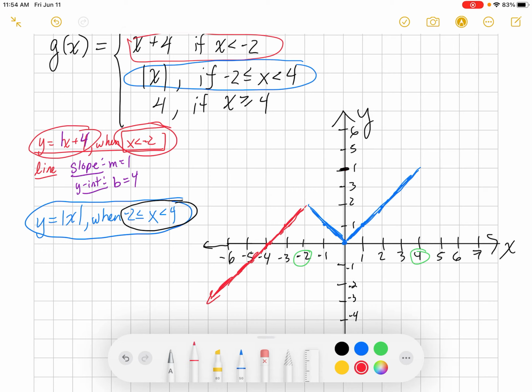Now at negative 2, I'm going to put a closed circle. At negative 2, I'm going to put a closed blue circle. I'm going to fill in that red open circle with a closed blue circle. Why? Because I was allowed to be equal to negative 2. And at 4, I'm going to put an open circle. Why? Because x is strictly less than 4. So that's the blue piece.